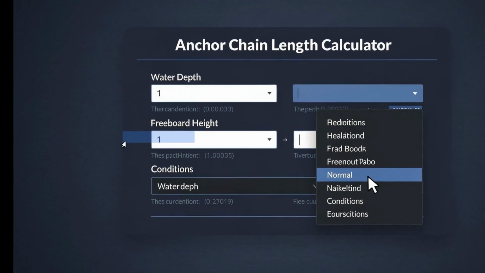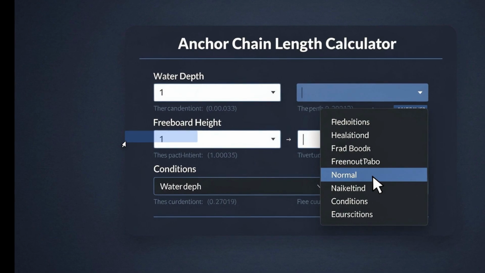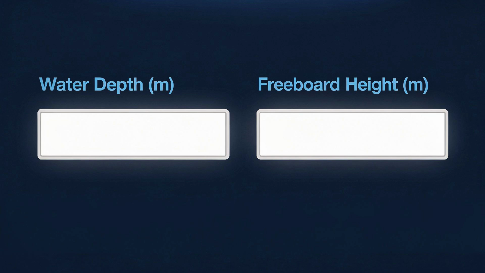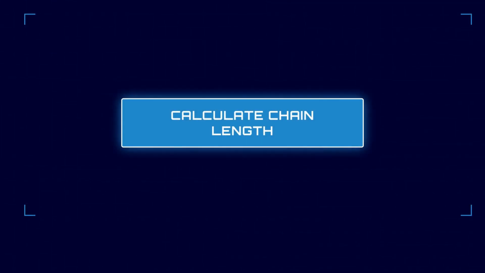Next, enter the water depth in meters. This is the distance from the water surface to the seabed. Then input the freeboard height in meters, the vertical distance from the waterline to your anchor point on deck. For our example, I'm entering 10 meters for water depth and 10 meters for freeboard height. After clicking Calculate Chain Length, we get our results.